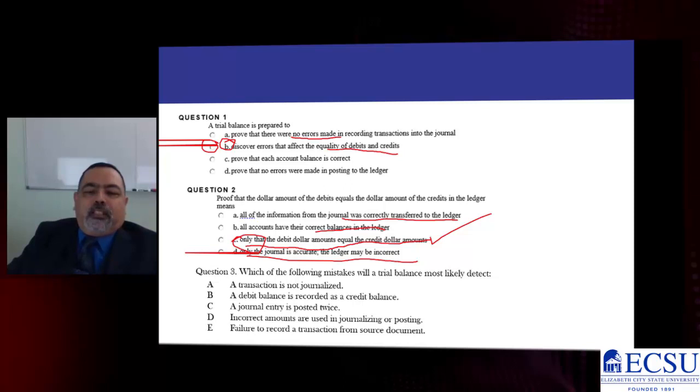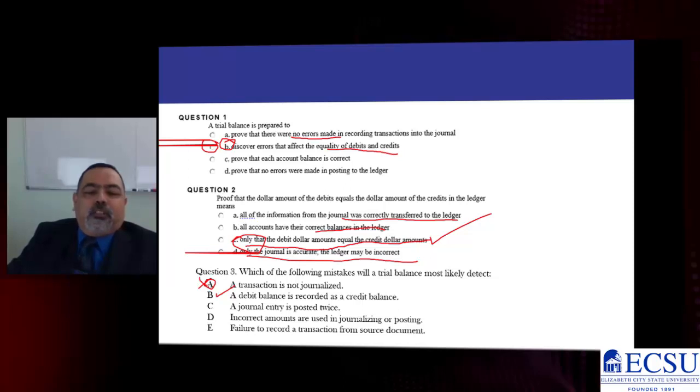Which of the following mistakes will a trial balance most likely detect? A transaction is not journalized. If you leave out the transaction, it will not go to the ledger, so that is not the correct answer. A debit balance is recorded as a credit balance. Now, that is a possible answer. Okay, we will just take the others. A journal entry is posted twice. No, of course, if it is posted twice, the effect will be neutralized.